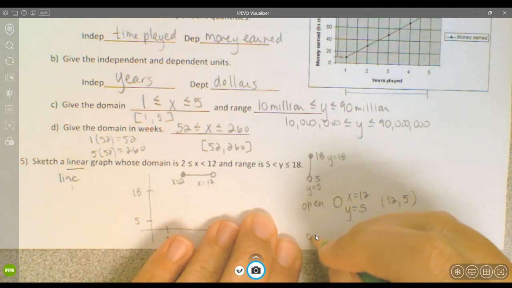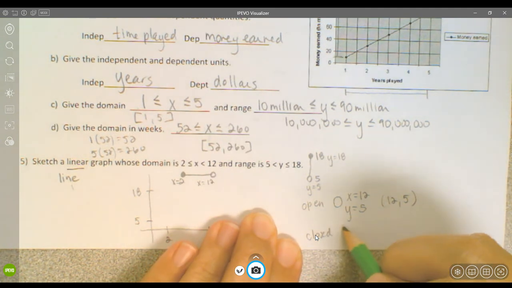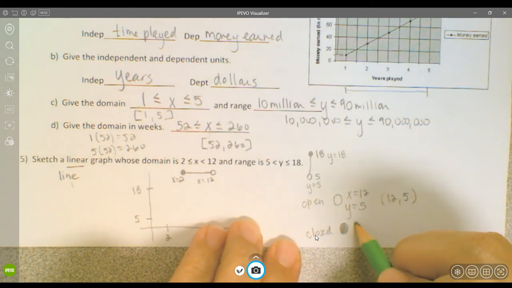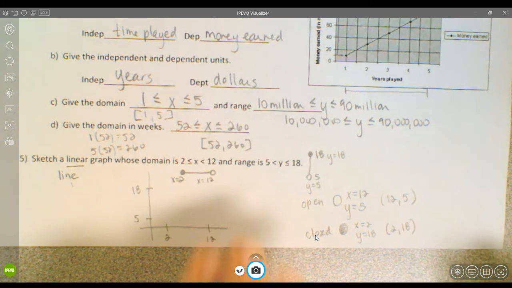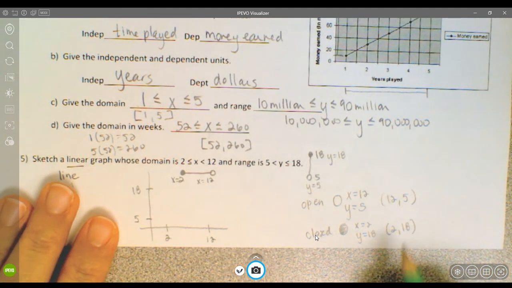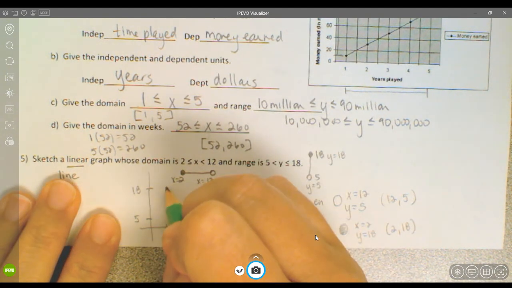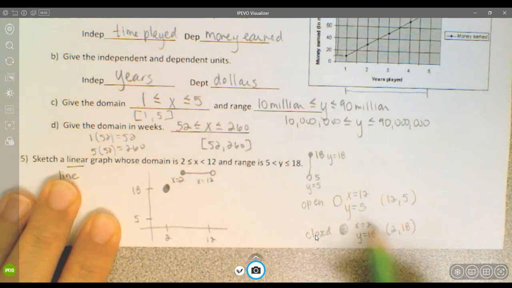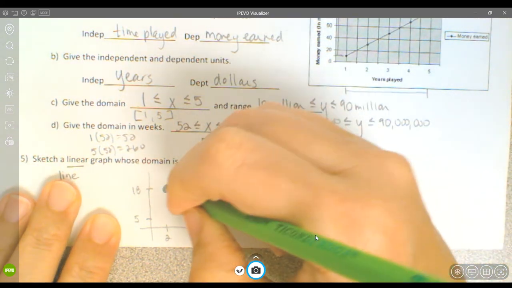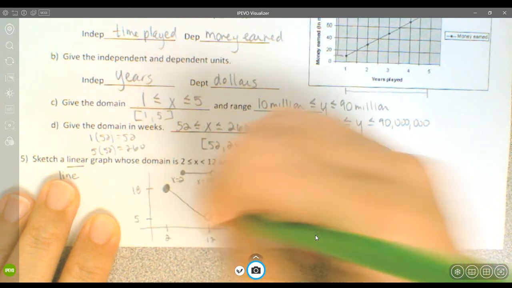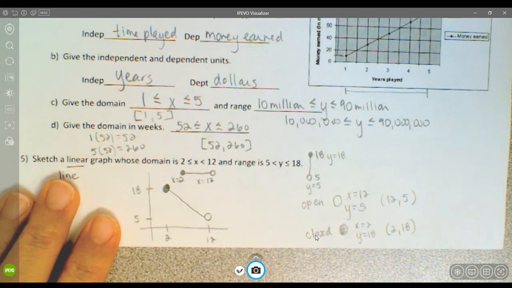Let's look at where we have a closed circle. We'll have a closed circle where x equals 2 and y equals 18. So that's the ordered pair 2, 18. So let me put a closed circle at 2, 18. Oh, wow. Let me put an open circle at 12, 5. I did not anticipate this being a decreasing graph, but if you follow the rules, there it is.